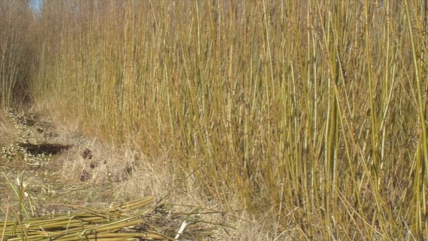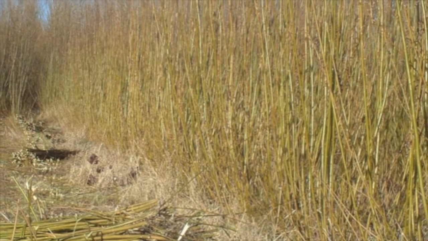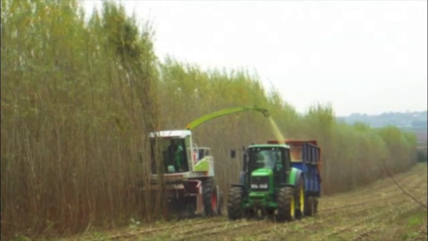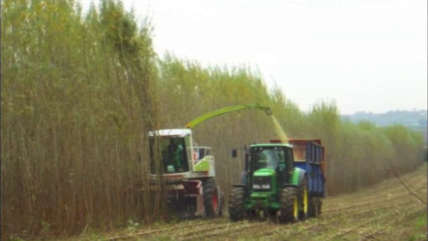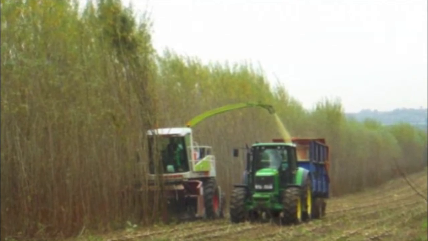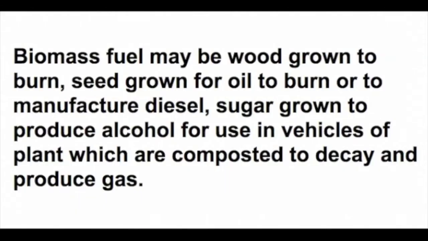Biomass fuels contribute a small amount to the British power production. One fuel that is grown in Britain is willow. It is cut, dried, chopped up, and then eventually taken to a power station to burn. Other examples of biomass fuel include seed, which is grown for oil, which is either burnt or used in the manufacture of diesel, sugar grown to produce alcohol, and again that is for use in the vehicles. Some plants and animal waste are composted to produce gas.